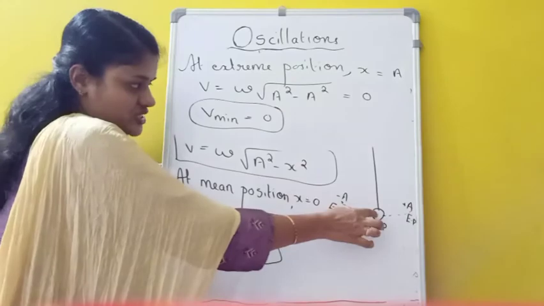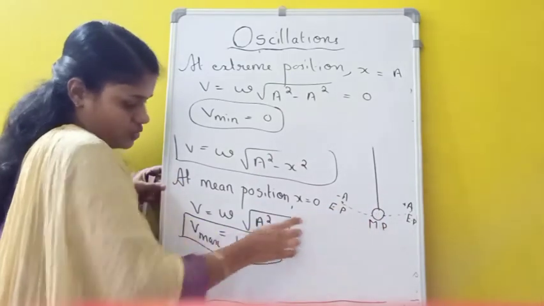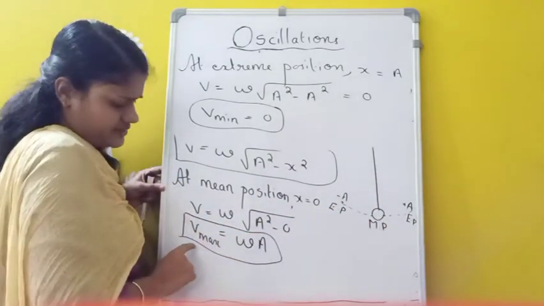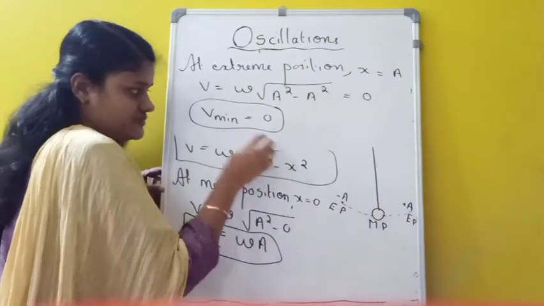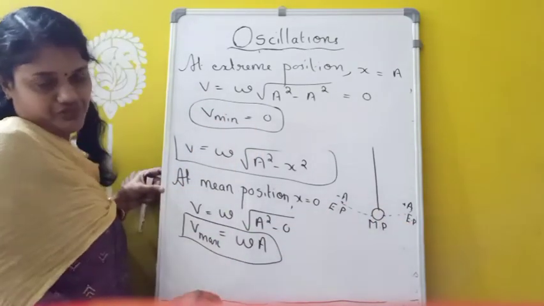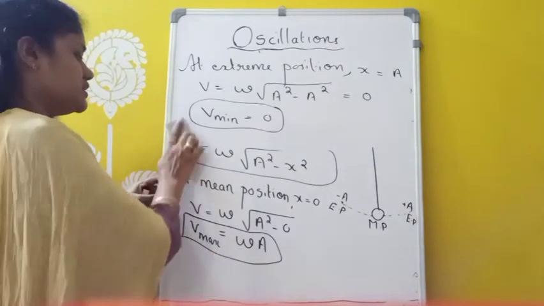So at mean position, this velocity will be how much? At mean position it is the maximum velocity, that is omega into a. At the two extreme positions, the velocity is how much? 0. Okay, this is about velocity of simple harmonic motion.